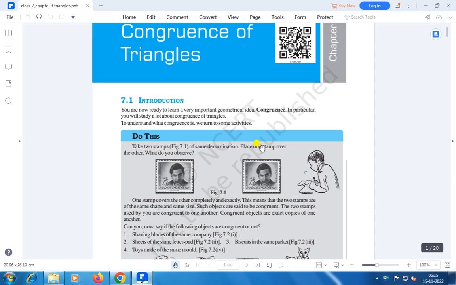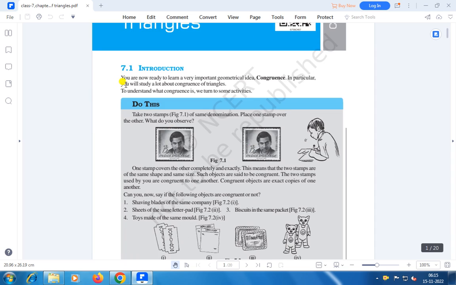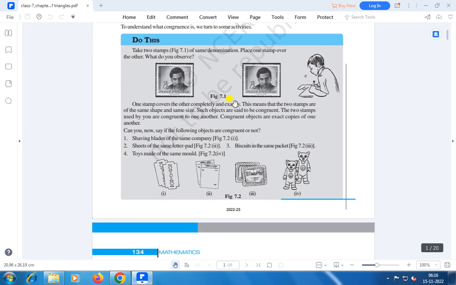Here is the introduction part. You are now ready to learn a very important geometrical idea: congruence. In particular, we will study a lot about congruence of triangles. To understand what congruence is, we turn to some activities.